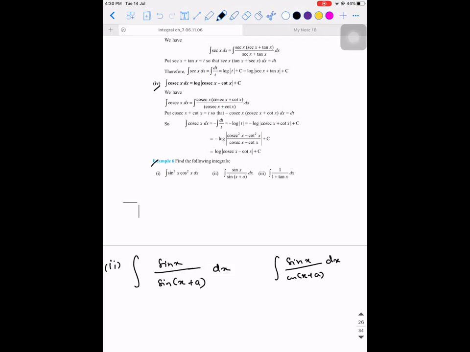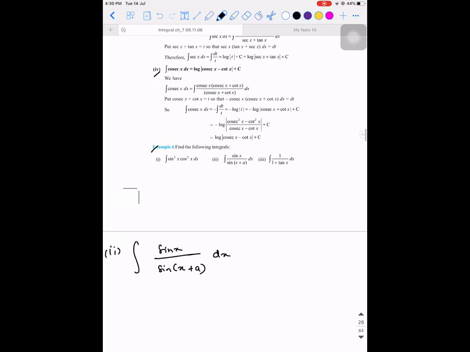By the experience you have currently, if I have sin x by cos of x plus a, what would your mind tell you? Cos x plus a equal to t, because the derivative of cos will be sin. But here I have sin in the numerator and the denominator, so I need to think how to eliminate. In integration, the main thing is to get rid of the denominator. To do that, I should be able to write the numerator in the form of the denominator.